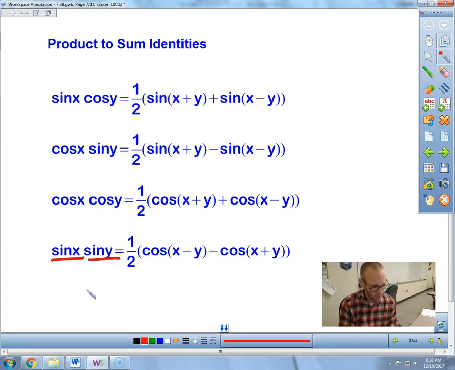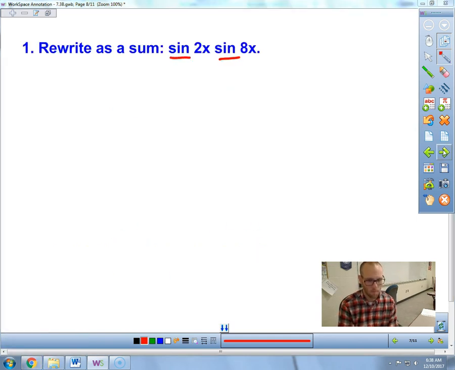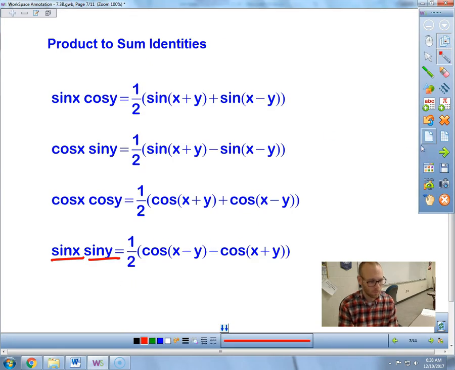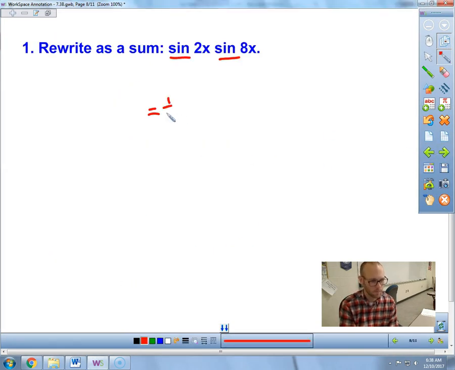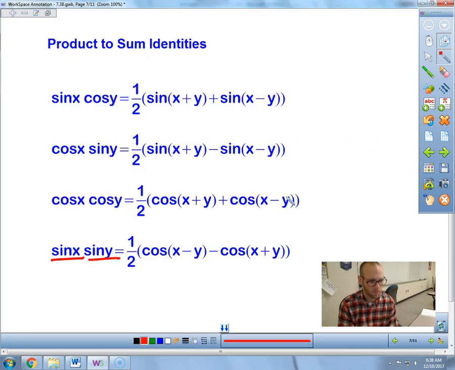Here's the product of 2 sine functions. So we're going to be following this. Okay. So this is going to equal 1/2 times the cosine of x minus y. Our x is the angle of our first sine. Our y is the angle of our second sine. Okay. And we're going to take the difference of those.